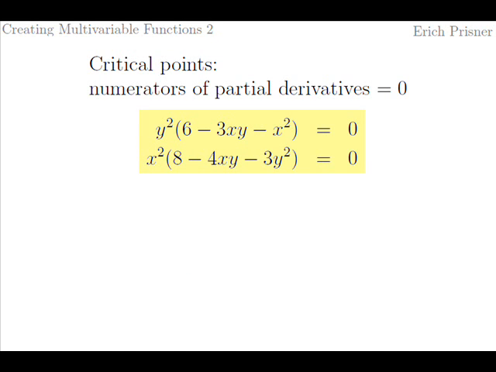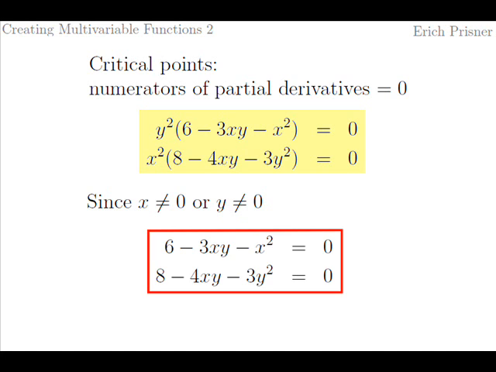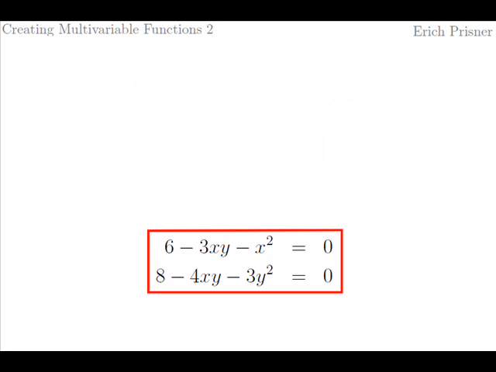Since boxes with no width or no depth do not have any volume, x equals 0 or y equals 0 does not lead to a maximum volume. So we get 6 minus 3xy minus x squared equals 0, and 8 minus 4xy minus 3y squared equals 0.